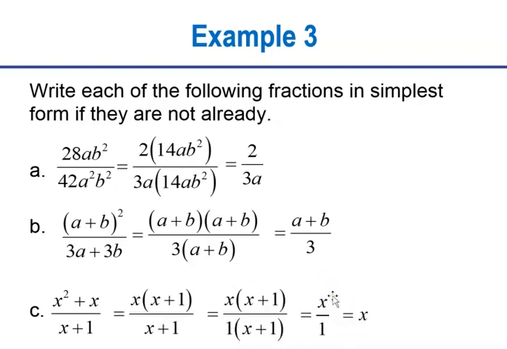And if we look at the typed up version, notice that's exactly what they did. They used the distributive property to factor out a greatest common factor of x. They canceled the common x plus 1s.